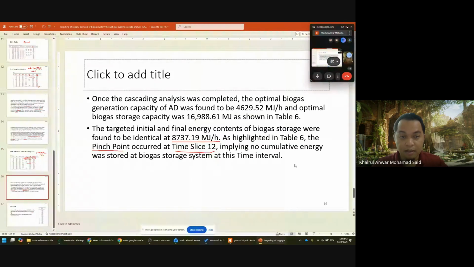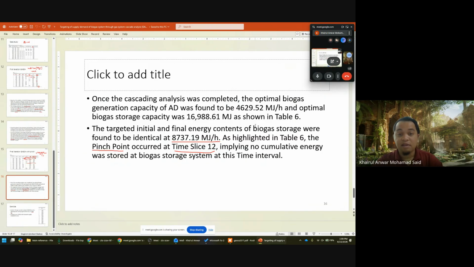Okay. Once the cascading analysis was completed, the optimal biogas generation capacity of AD was found to be 4,629 megajoule per hour, and the optimal biogas capacity of 16,122. This is based on the final iteration. So the optimum biogas generation capacity is 4,629 megajoule per hour instead of 5,400. Then the optimal biogas capacity is 16,000, not 24,000.